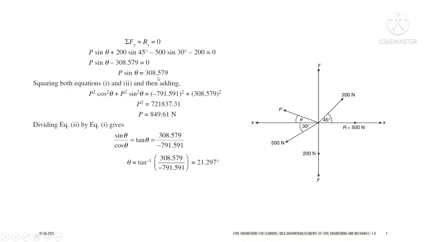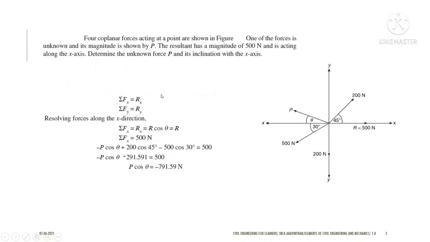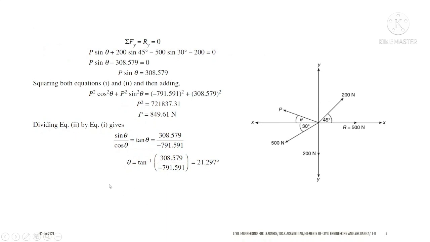308.579. So now you have two equations, P in terms of sin theta and P in terms of cos theta, and you can take the two equations, square all the terms and equate. When squaring, P square cos square theta plus P square sin square theta equals the answer which you got here, 791.59. So we will be squaring this and the answer we got.